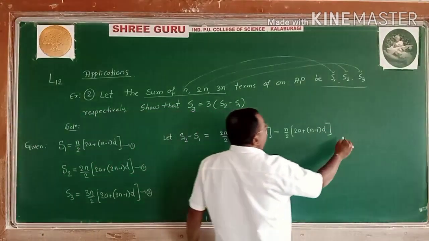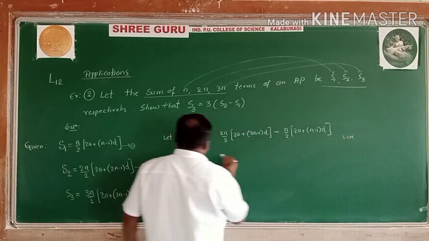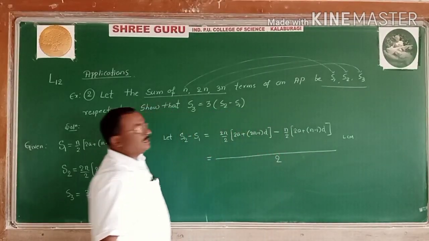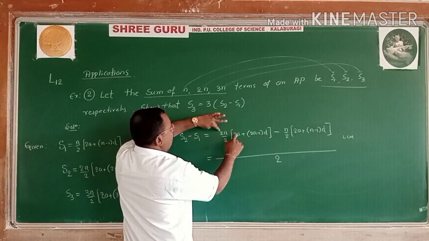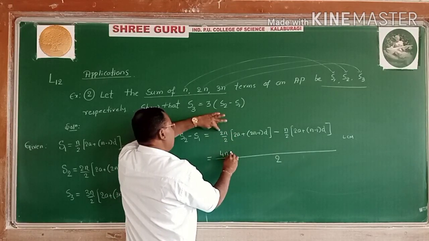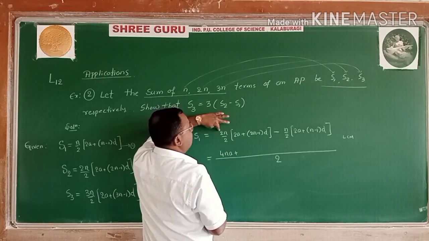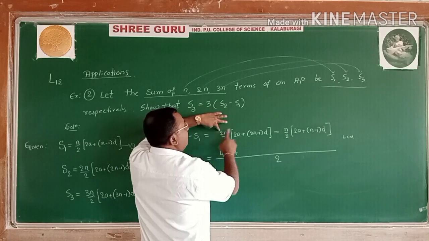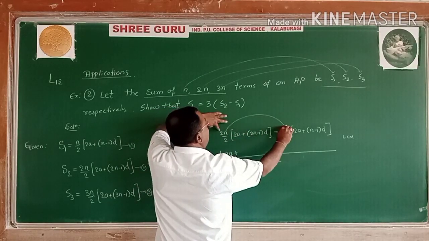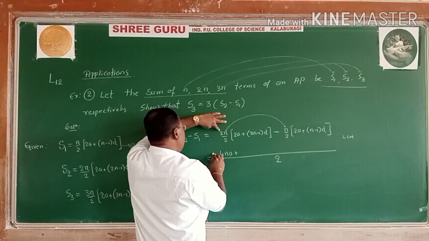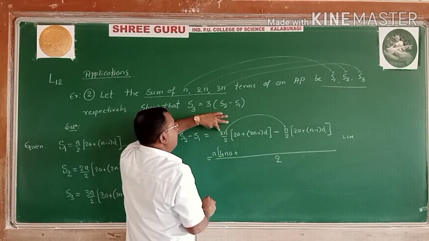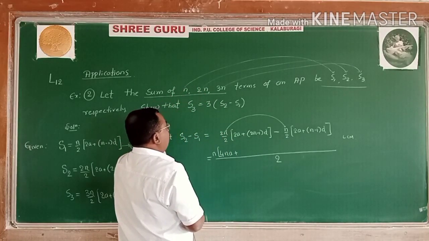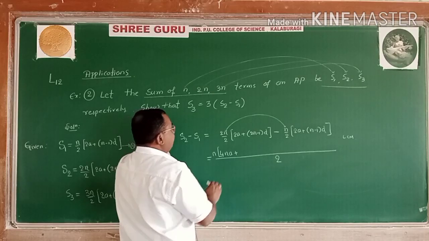Simplify. Apply the LCM, which is 2. So 2 into 2, 4a plus... Understood? Clear? Here, taking n common, inside is only 4a. Clear?